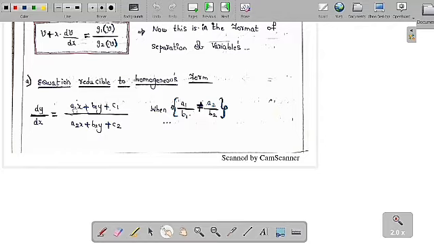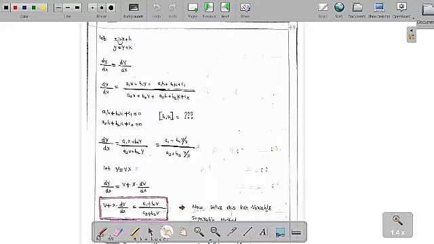Whenever a1 by b1 is not equal to a2 by b2, then we can simply say that these two lines are not parallel to each other. Then how are we going to proceed with the simplification? Suppose I assume that small x is equal to capital X plus h, and small y is equal to capital Y plus k.